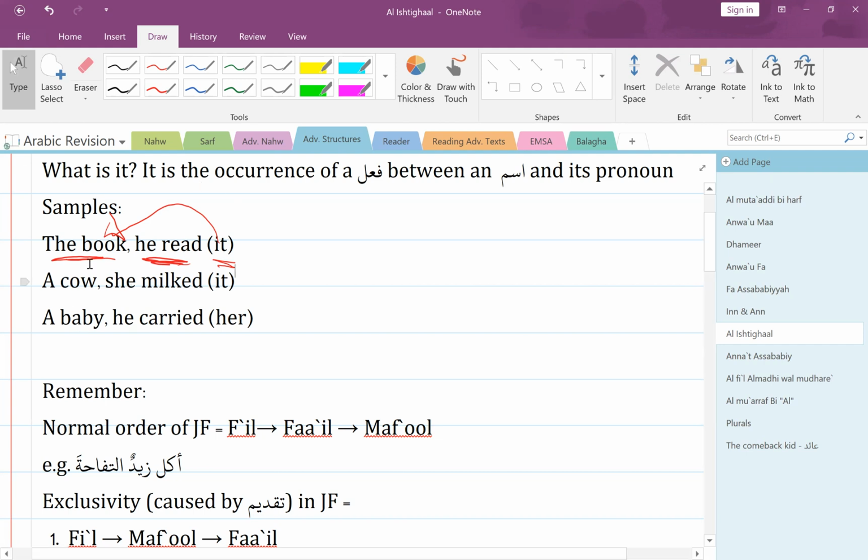So you have three parts to it: the ism, the fi'l, and the pronoun. Those are the three parts of an ishtighaal, and we will talk more in detail about that. Or for example, a cow, he milked it. Okay, a baby, he carried her. Or some people refer to babies as it, you know, that's an English thing. So this is basically the idea of al-ishtighaal in Arabic. You have the ism, then you have a fi'l, then the fi'l has an attached pronoun to it, and that attached pronoun goes to the ism. So you can see the baby here is being referred to by her, a cow is being referred to as it, and the book is it here. So that's the whole concept of al-ishtighaal.